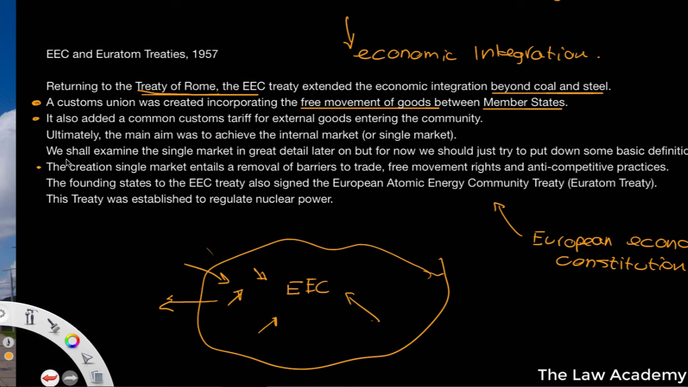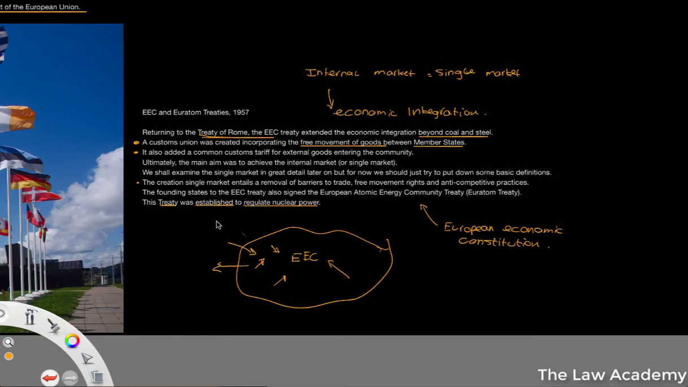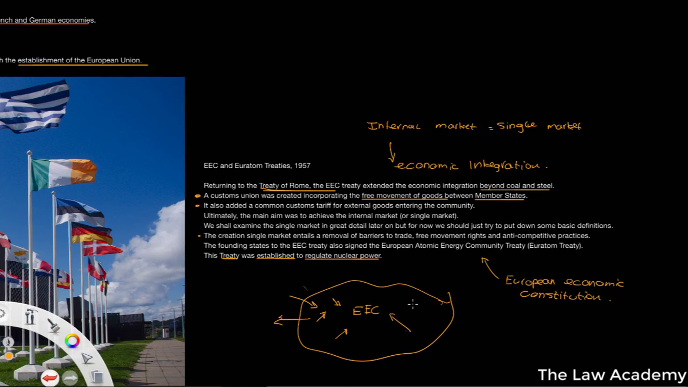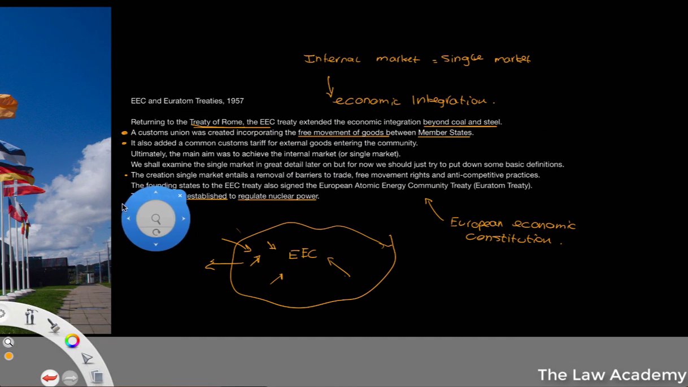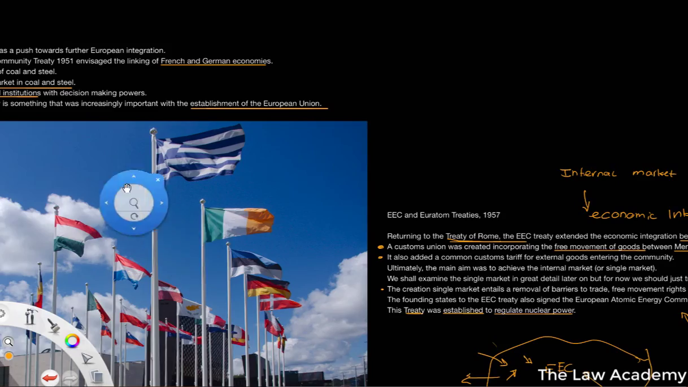And so the founding states of the EEC Treaty also signed the European Atomic Energy Community Treaty, or Euratom Treaty, which was established to regulate nuclear power between member states. I'm torn on whether we're going to examine the Euratom Treaty in much detail, because it's only tangentially related to European Union law, and it's more its own thing. It's almost more a branch of nuclear law than of European Union law specifically. I'm sure it will come up at some point, but just to note that the Euratom Treaty established regulation of nuclear power between member states.